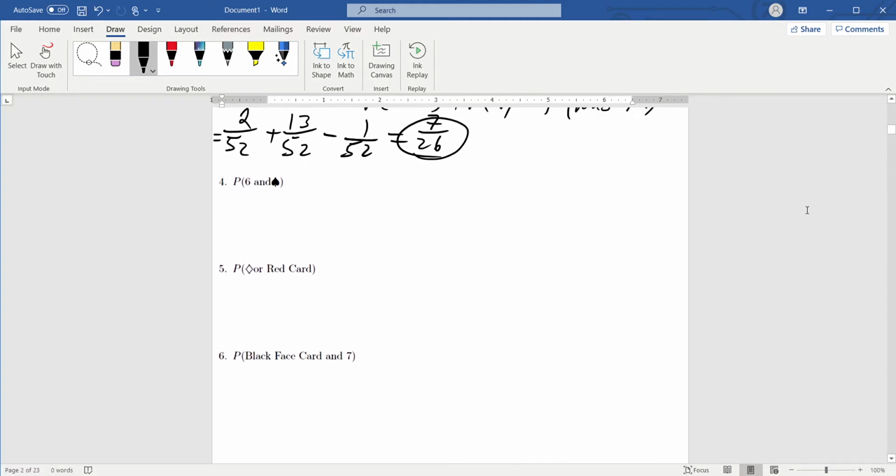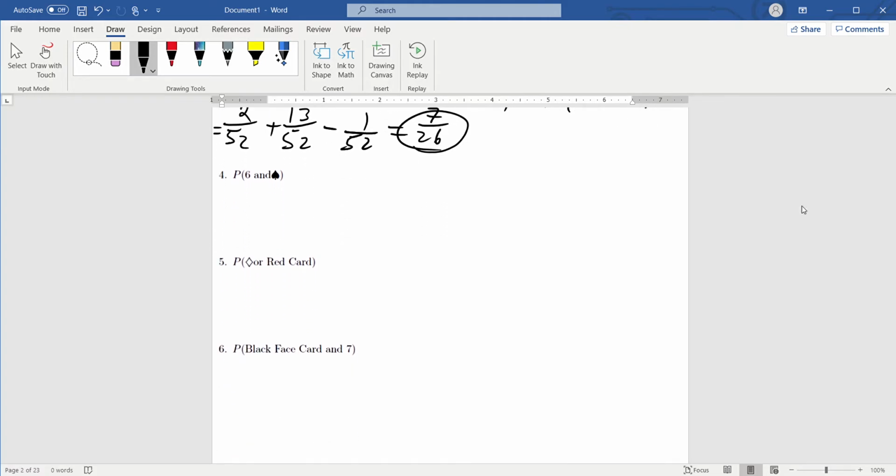Okay, so now this guy. I want the probability of a 6 and a spade. So this becomes now the probability of a 6 times probability of a spade. So the probability of a 6 is what I need to calculate first. Well, how many cards are there? 52. Out of those 52, how many are 6s? There are 4.